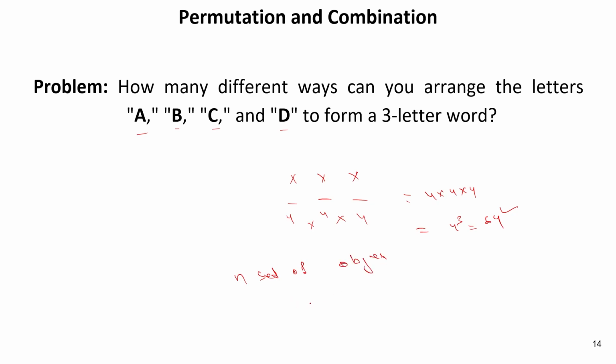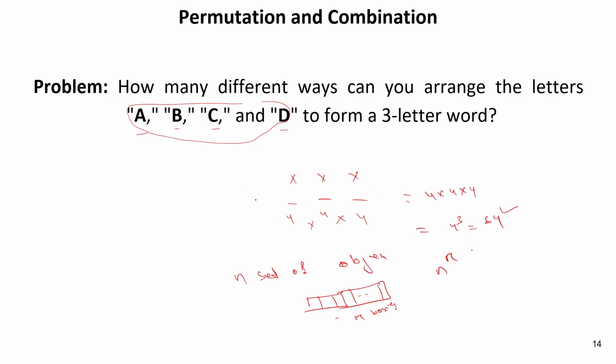and you want to pick 3 at a time, or r at a time. Okay. So let's say total r boxes are there. Okay. So it will be n power r. Here n is what? N is 4. Like the number of objects from which I can actually choose is 4.